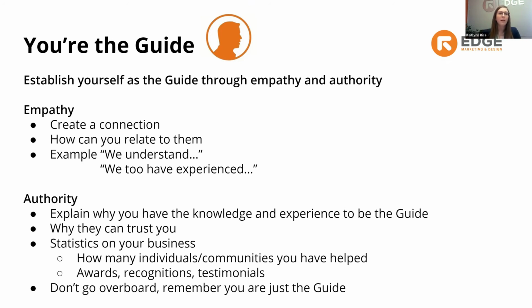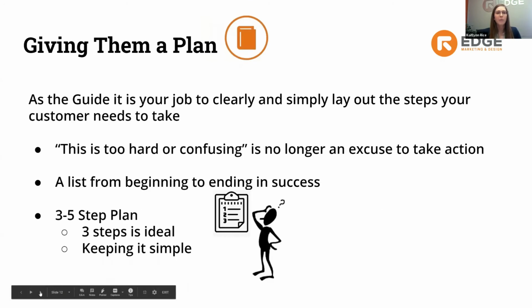Now, like I said, the guide, yourself, this business, is a secondary character in the story, so don't go overboard. Just keep the authority to a minimal level when you include that in your messaging. And then as the guide, next we will create a plan for your customers. By creating a plan for your customers, you're laying out how they would do business with you, how they would make a purchase.